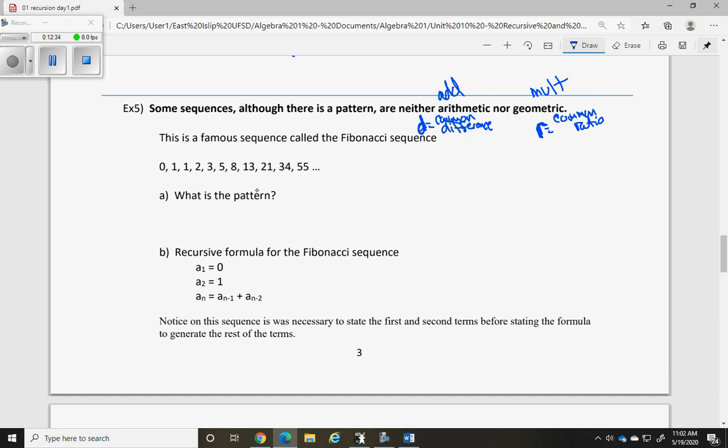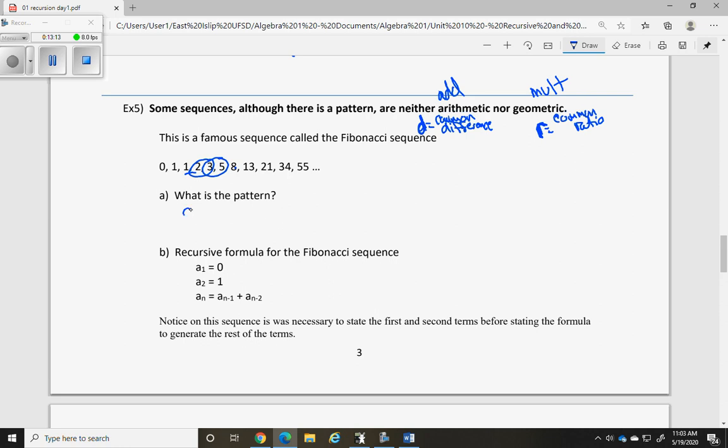So this is a famous sequence. It is neither arithmetic nor geometric, but what is the pattern? Take a look before I tell you. I don't know if you found it, but if I add these two terms, I get the next one. Now I'm going to erase what I just wrote, because now if I add these two terms, I get the next one. And then if I add these two terms, I get the next one. These two terms, I get the next one. These two terms, I get the next one. So you're adding the two terms before it to get the next one.